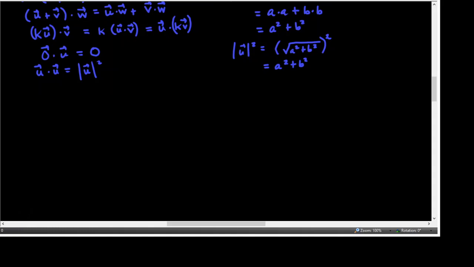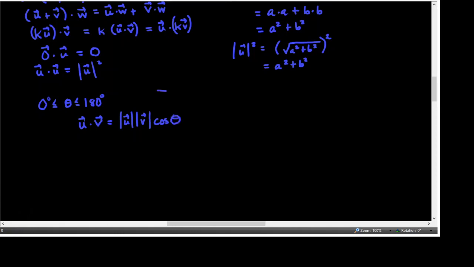If theta is the angle between the two non-zero vectors u and v, where theta is between 0 and 180 degrees, inclusive, so we won't have any negative angles, we won't have anything bigger than 180 degrees, anything like that, then the dot product of u and v will be the magnitude of u, which is a number, times the magnitude of v, which is a number, times the cosine of theta.